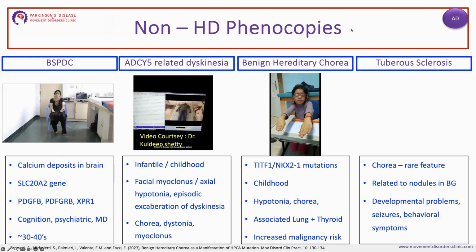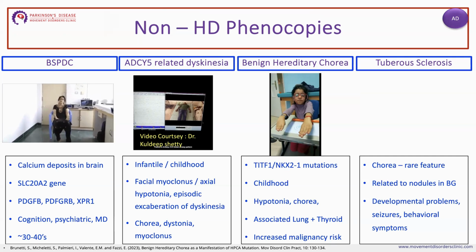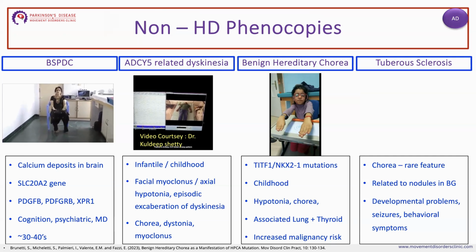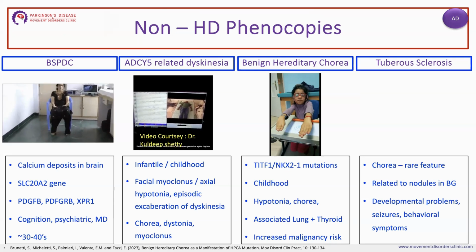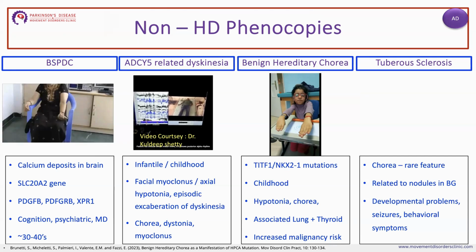Now coming to non-HD phenocopies. These are patients who have chorea but do not have a classical presentation similar to HD, and hence they are called non-HD phenocopies. These include bilateral striatopallidodentate calcification, ADCY5-related dyskinesias, benign hereditary chorea, or tuberous sclerosis. All of them tend to be autosomal dominant in penetrance.